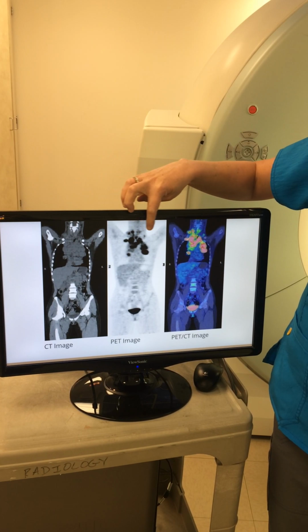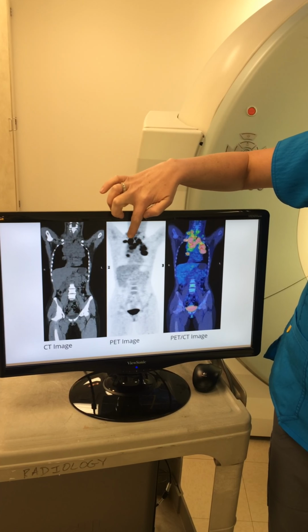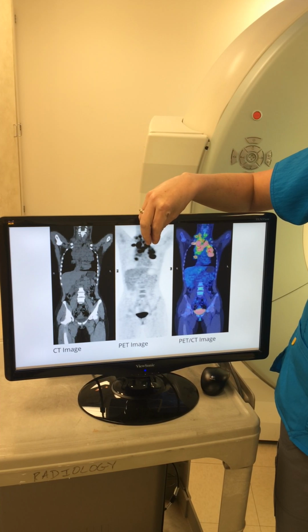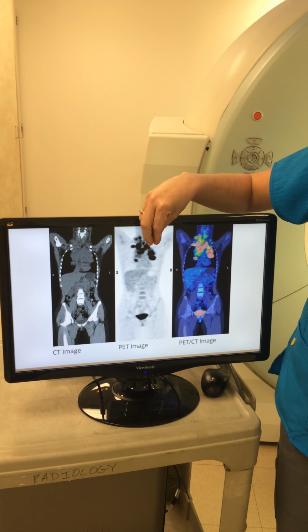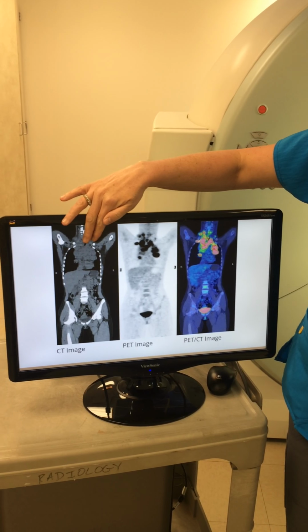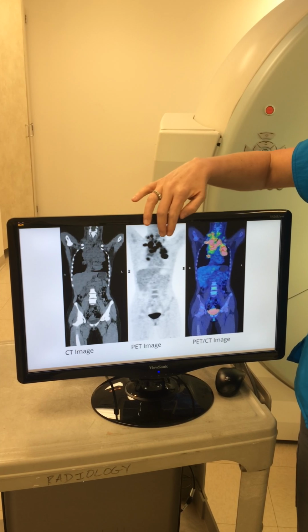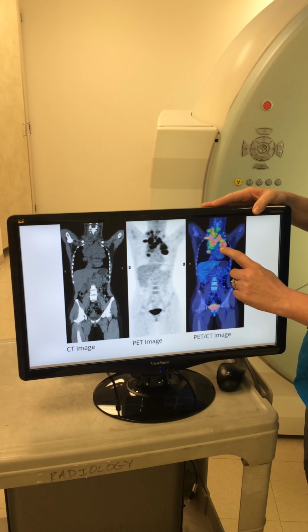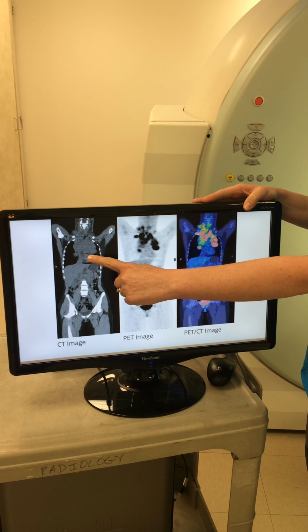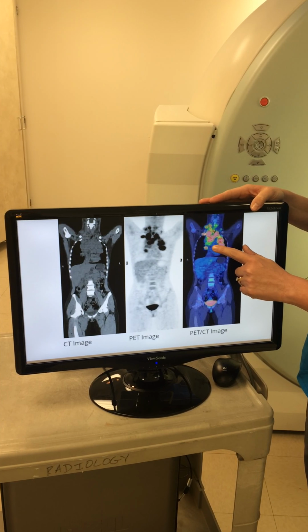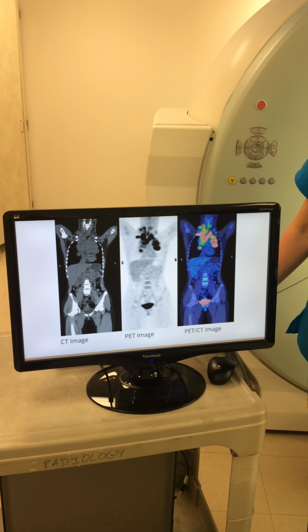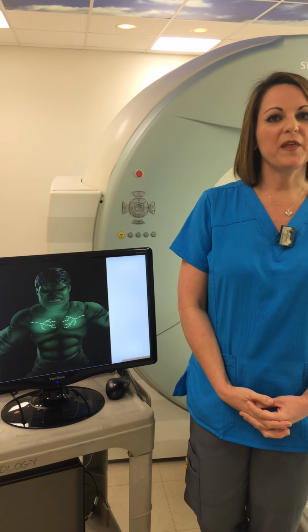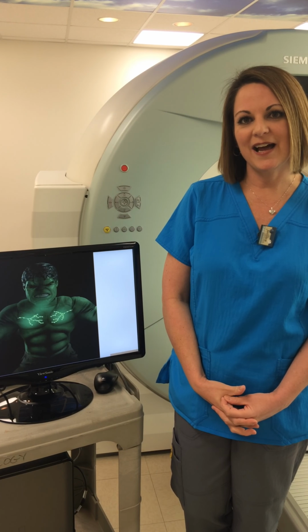This is a PET scan image. This area that is dark, that is where the glucose has accumulated in those areas. That means that they are probably cancer. So when you put the CAT scan and the PET scan together, it's called a PET-CT scan, and it shows that in fact the abnormal area that showed up on the CAT scan is actually cancer.